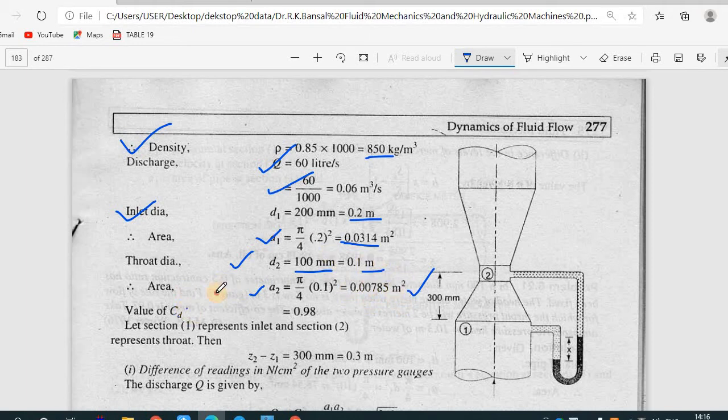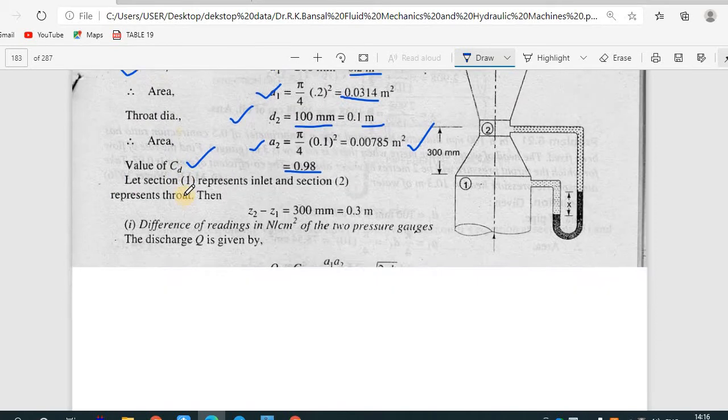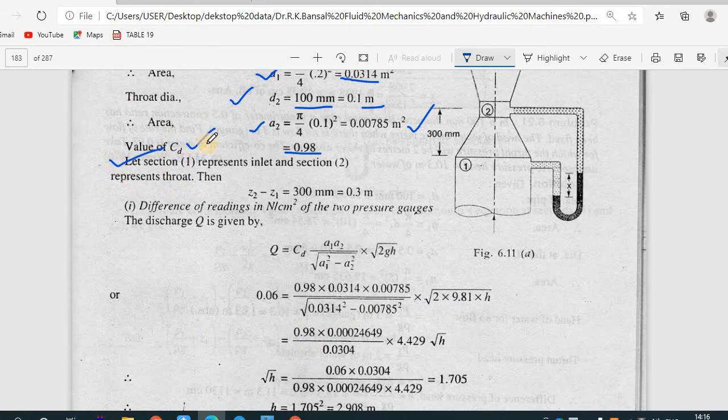Now we have got the CD value. CD value is also given, so CD value is 0.98. Okay, now let the section 1 represent the inlet. Obviously we are considering that the section 1 is your inlet and section 2 is your throat.